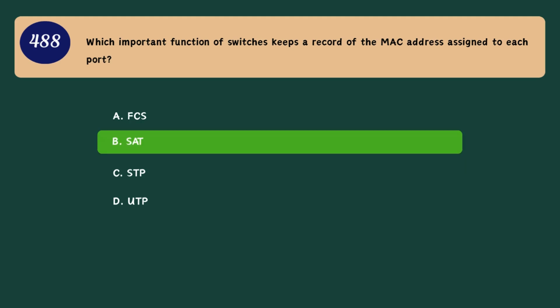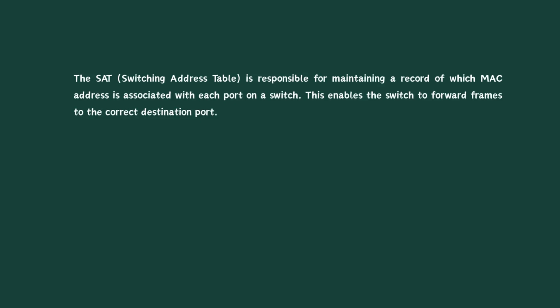Correct answer. B. SAT. The SAT, switching address table, is responsible for maintaining a record of which MAC address is associated with each port on a switch. This enables the switch to forward frames to the correct destination port.